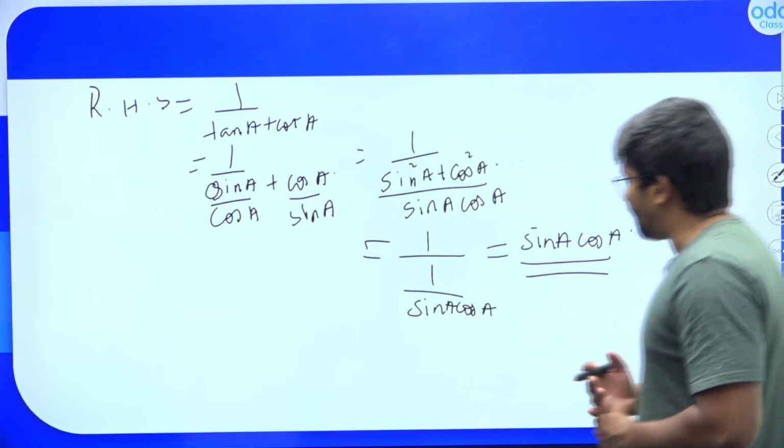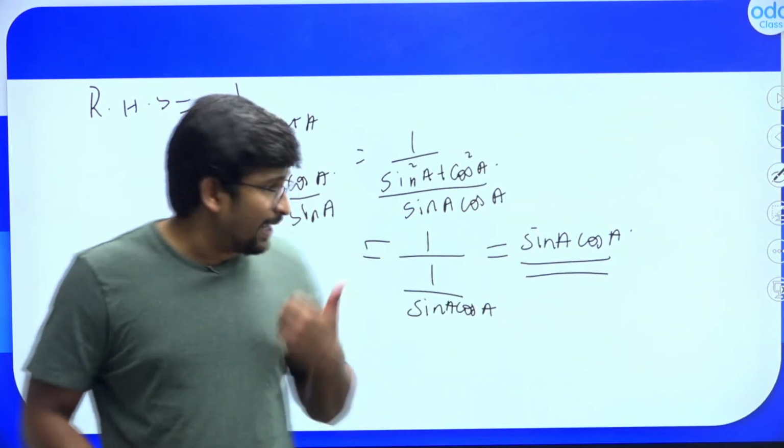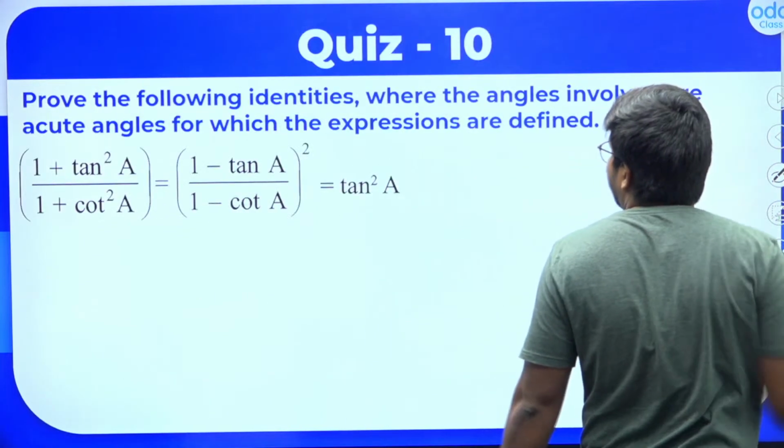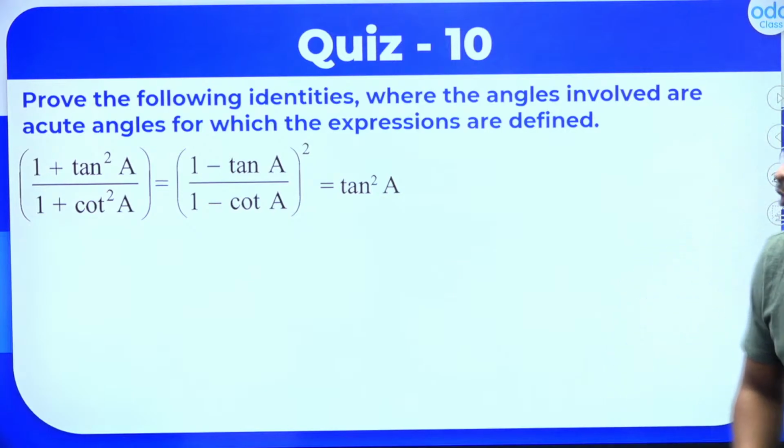So 1 divided by 1 by sin A cos A is sin A cos A; that will be the answer here. Alright. Now the final question for the day. What is there in this question?